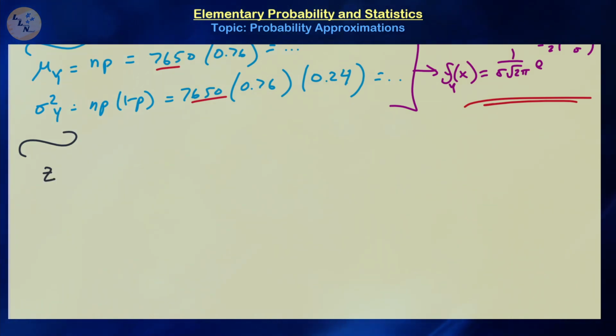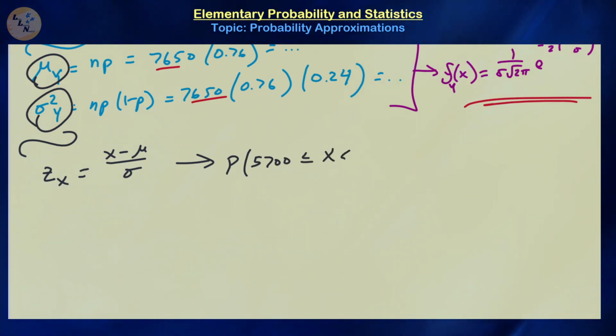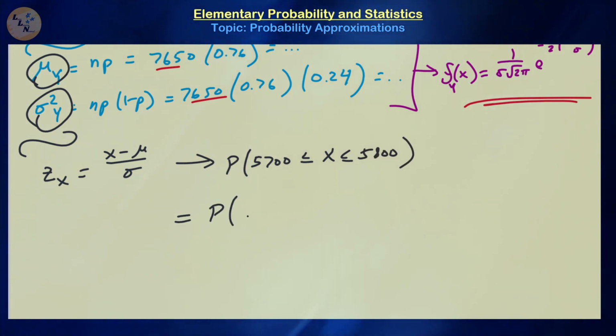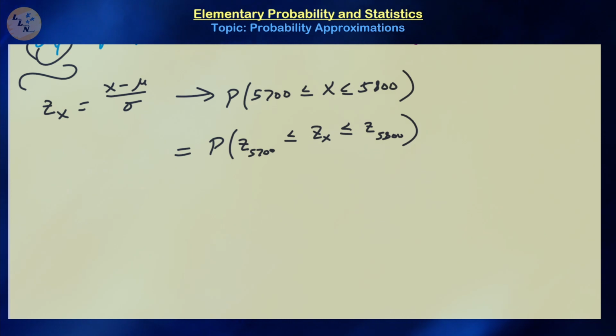So remember that the z-score for a particular value is going to be equal to x minus the mean, all over the sigma of the normal distribution. So that's going to be mu, and the square root of the variance is going to be our sigma. Once we have that, then the probability that x is in between 5,700 and 5,800 is going to be exactly the probability that the z-score for 5,700 is less than or equal to the z-score for x, which is less than or equal to the z-score for 5,800, right? So whatever those numbers are, we find them.